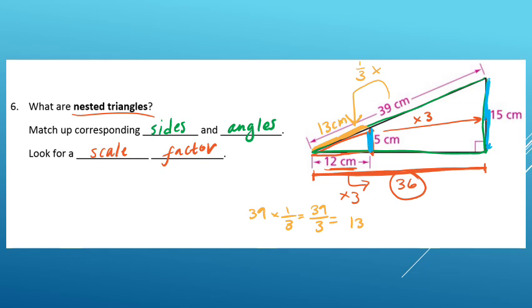So again, this is an example of a problem where when I can see that there's similar triangles nested within each other, I can use what I know about scale factor to find each missing length.